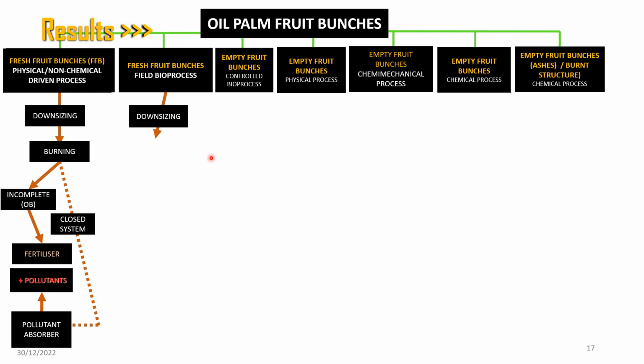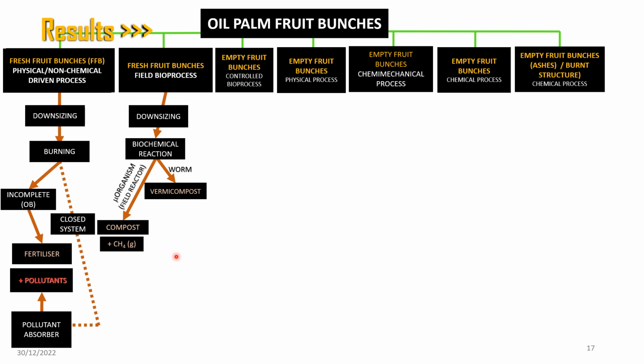EFB can also be used in biochemical reactions to produce vermicompost. Add worm and we can get biochemical reactions in the worm's digestive system to produce high quality compost. Alternatively, reaction with microorganisms can also produce compost. Of course, not without emission of methane. This methane can be captured and rerouted for kitchen use or building use. Another form of commodity, in other words.